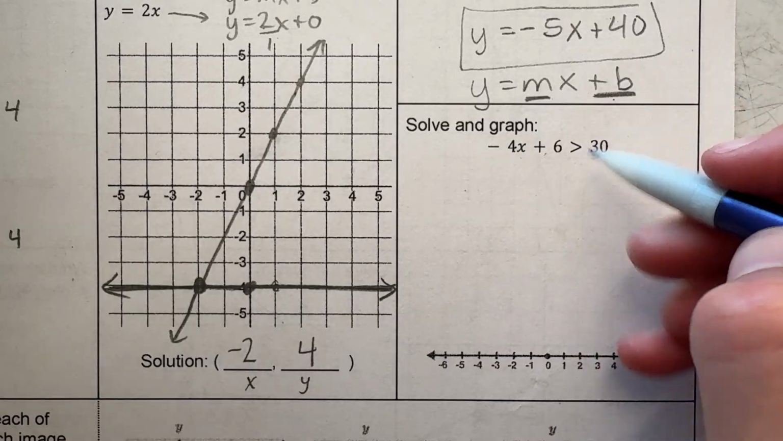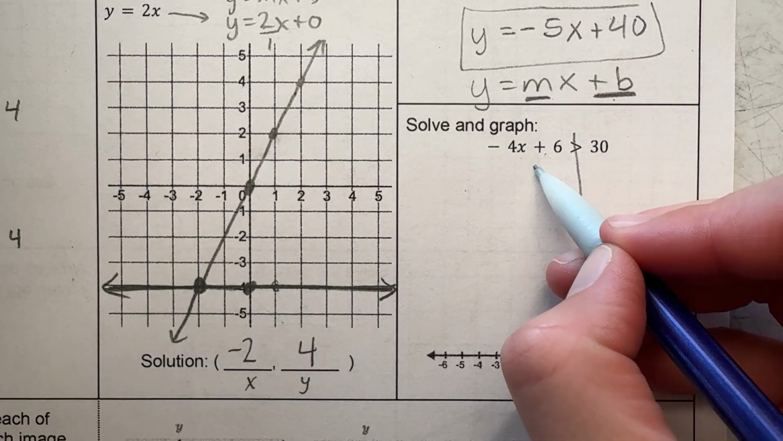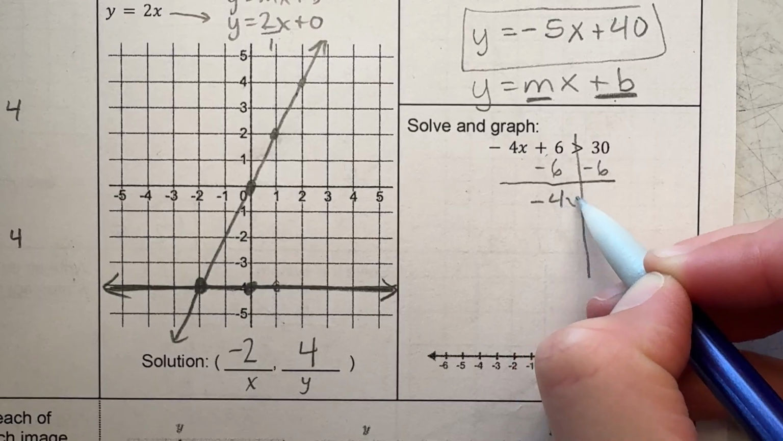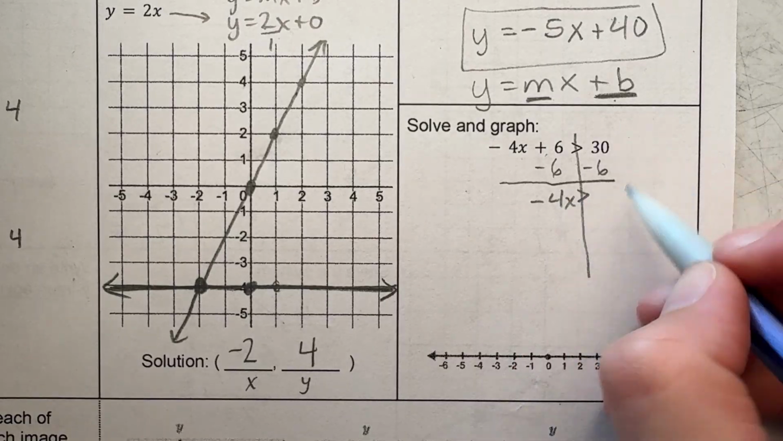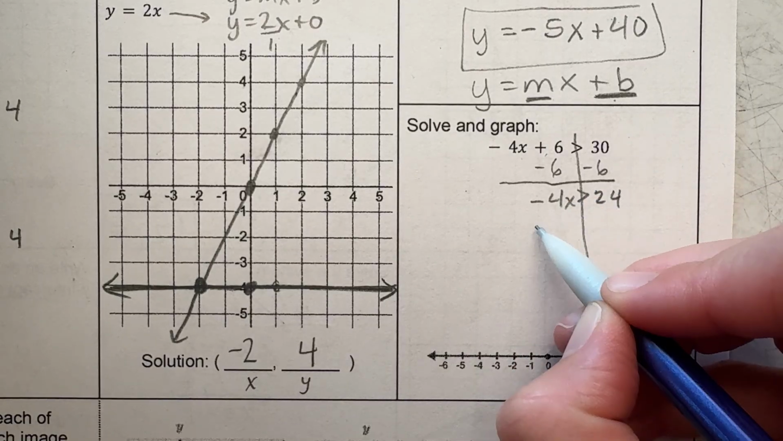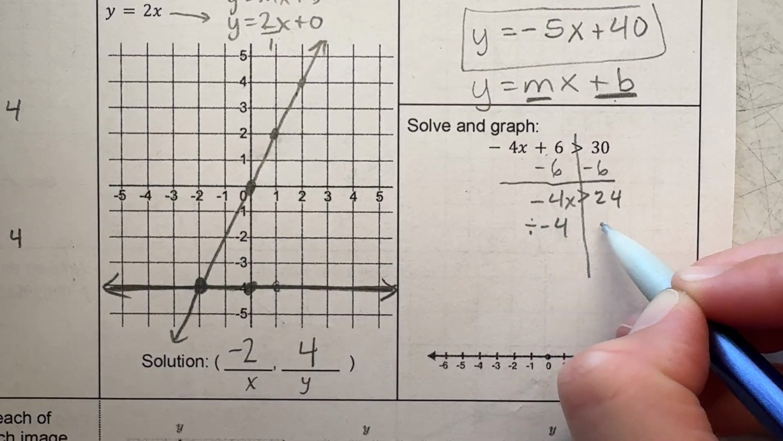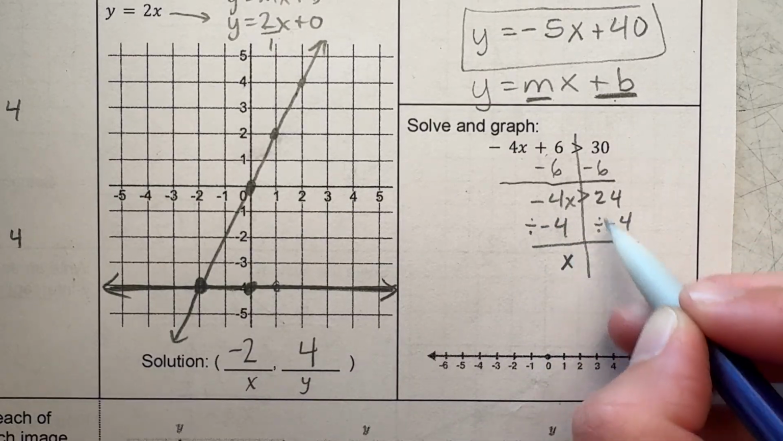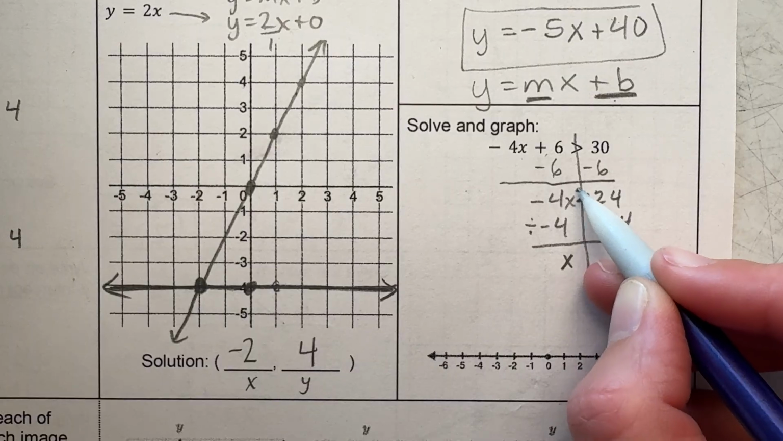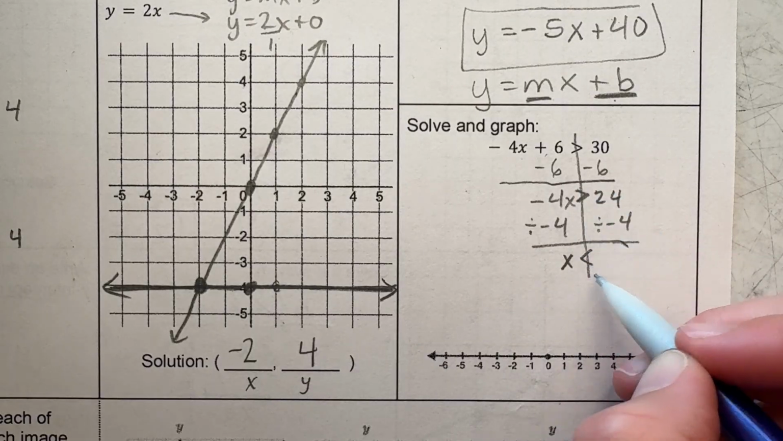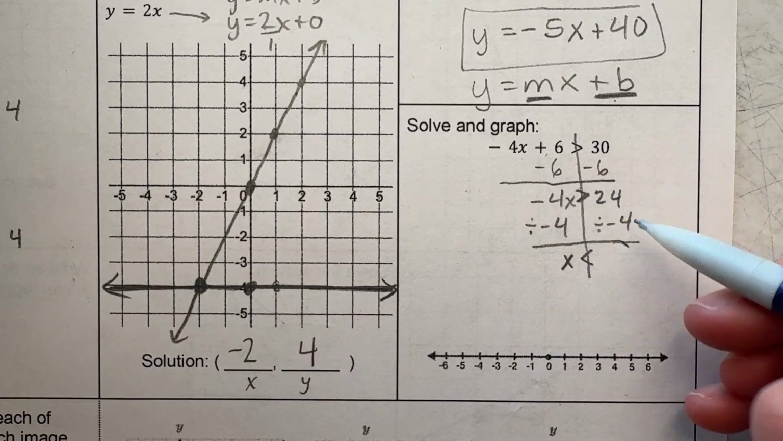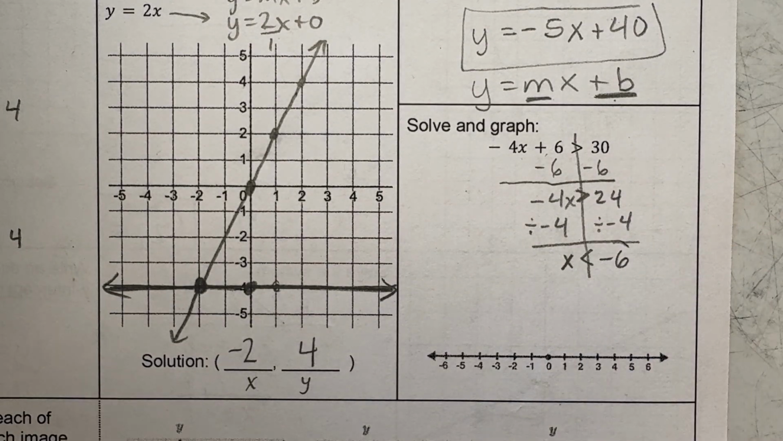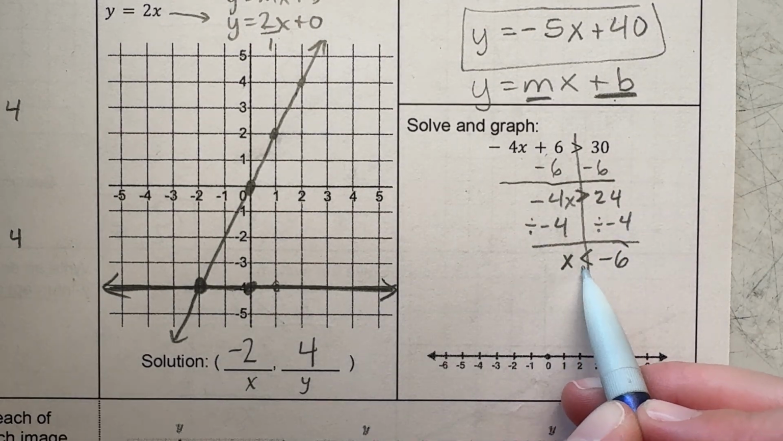Here, this is just like solving an equation, only it's an inequality. The only difference with an inequality is that if I multiply or divide by a negative number at any point, I have to switch the sign around. So right here, when I'm dividing by negative 4, this sign, which was mouth open towards the x, is now going to flip around and have the mouth open towards the other side. Nothing else changes. This is 24 divided by negative 4. That's negative 6. Okay, this says x is less than negative 6.